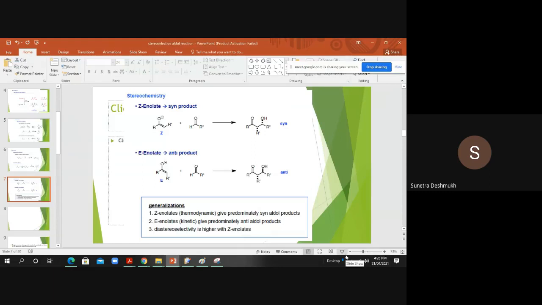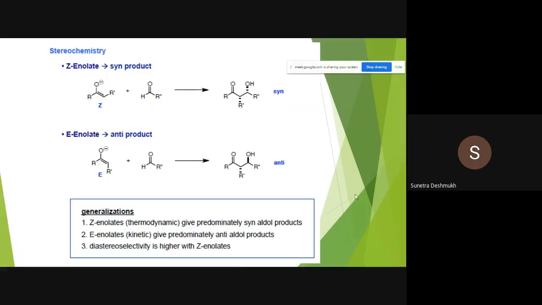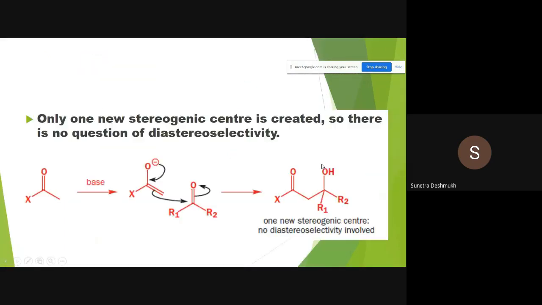Okay, so in continuation with our initial points, Z enolate gives the syn product and E enolate gives the anti-product. We'll see now how the mechanism occurs with all these things. So, this is our reaction. Only one new stereocenter is created.